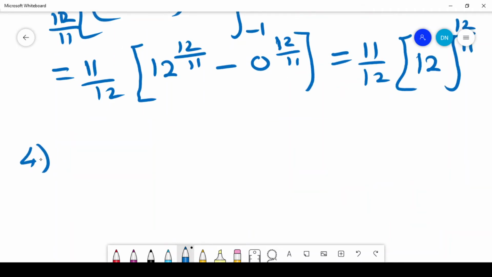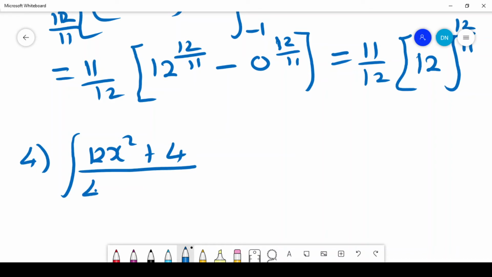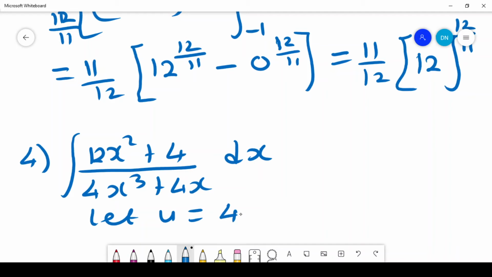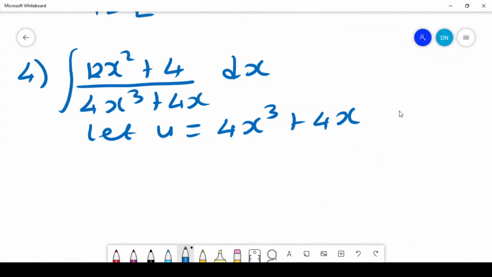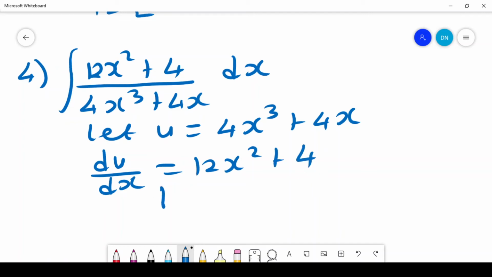The next one is the integral of 12x squared plus 4 divided by 4x cubed plus 4x dx. So what we do is we let u equal 4x cubed plus 4x. So du divided by dx is 12x squared plus 4. Then I have dx equals du divided by 12x squared plus 4.